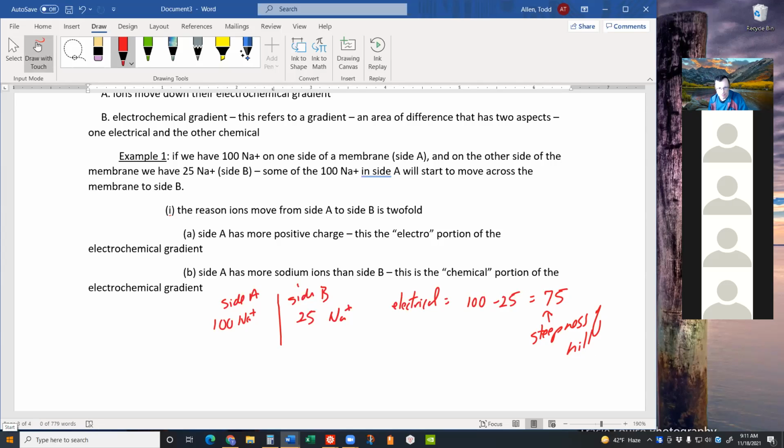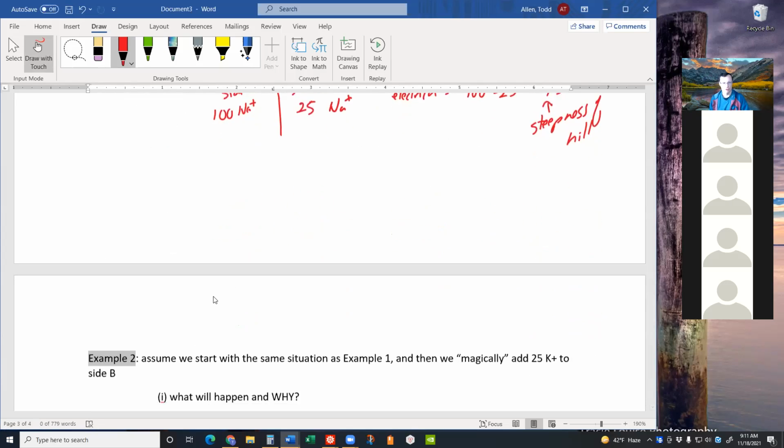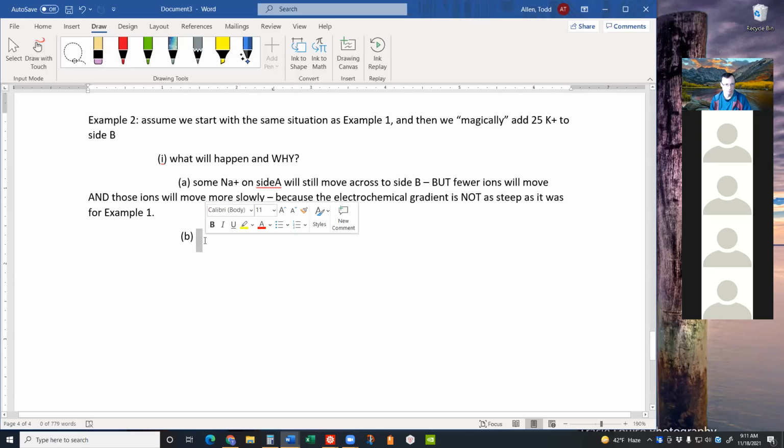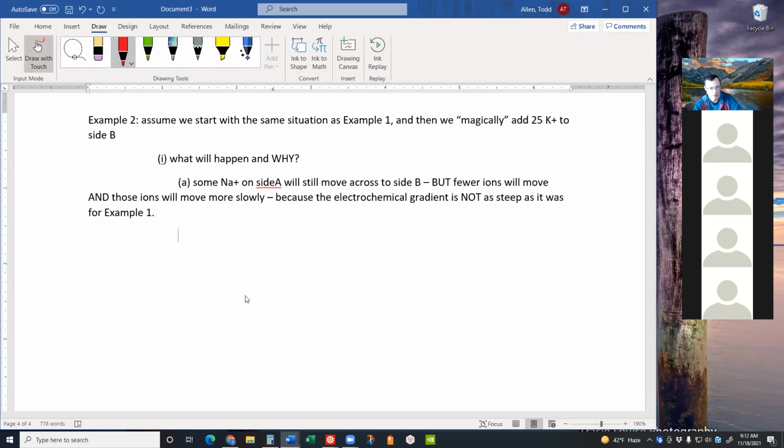But in example 2, excuse me as I go down here, in example 2, here's what I got. Got the membrane again. I got side A here. I got side B here, right? I got 100 sodium ions here. I got 25 sodium ions here. And I've also got 25 potassium ions here.